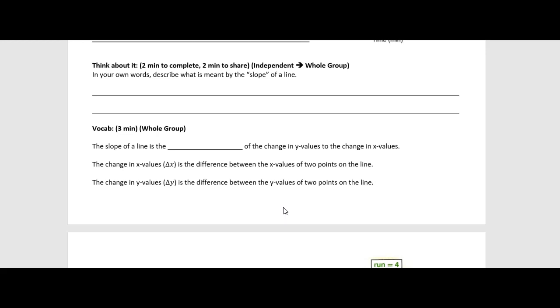So the slope of a line is the ratio of the change in y values to the change in x values. Again, a ratio can signify division. So the ratio of the change in y values to the change in x values. So we have that quotient or that fraction right here. This represents slope.